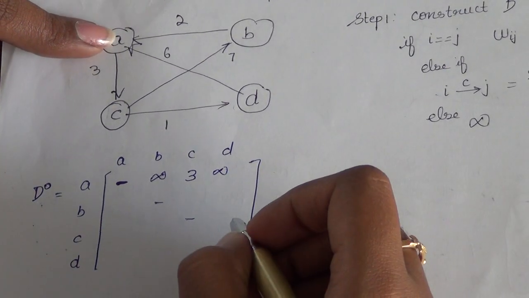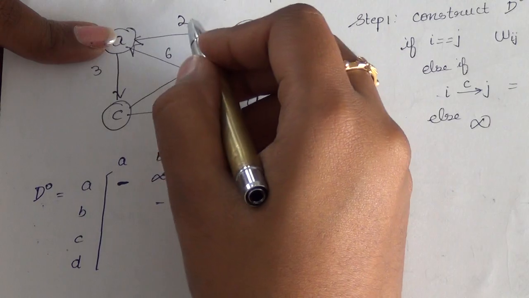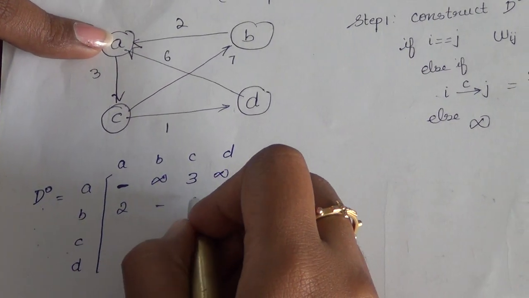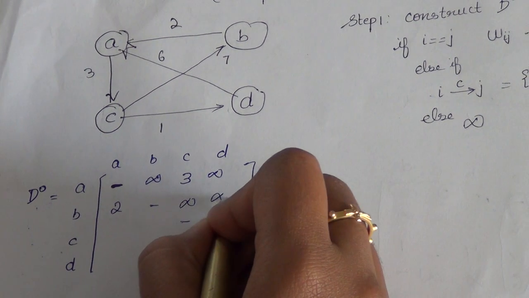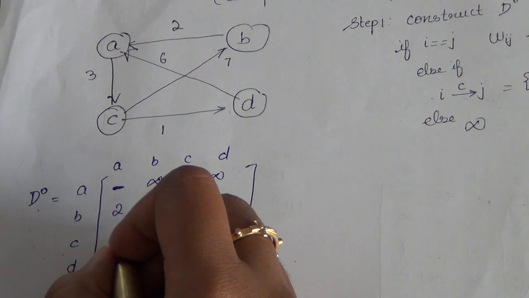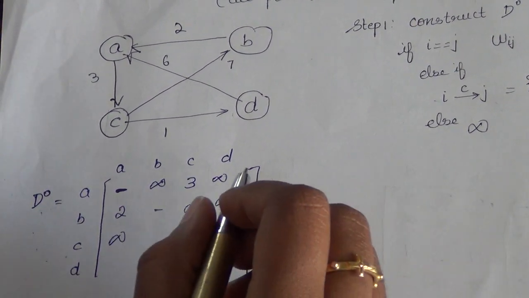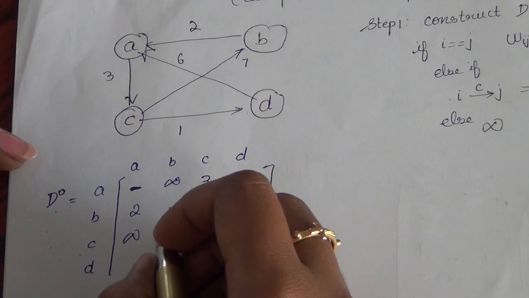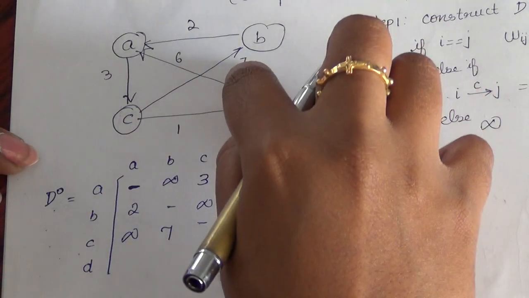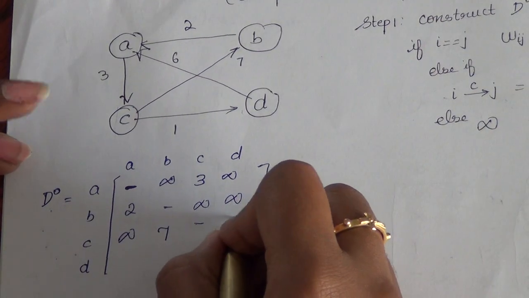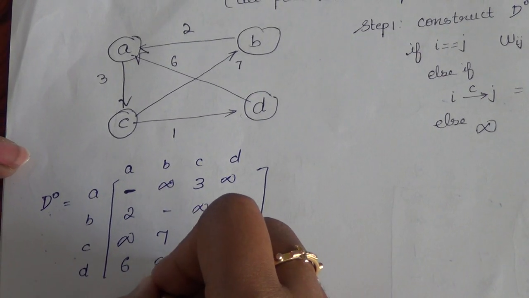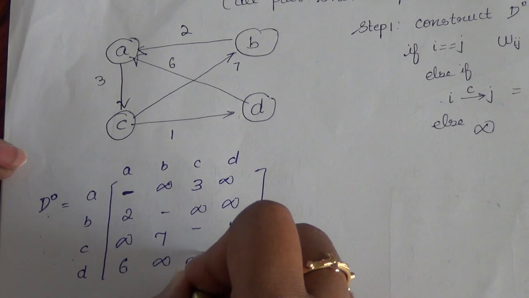Similarly, I'm filling all the other values. For B to A, there is a weighted value such as 2. And for B to C, it is infinity. B to D is also infinity. C to A is also infinity, because there are no directions from C to A. For C to B, it is 7. For C to D, it is 1. For D to A, it is 6. For D to B, it is infinity. And D to C, it is again infinity.